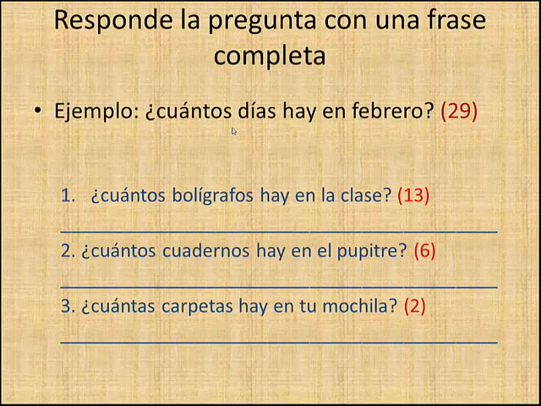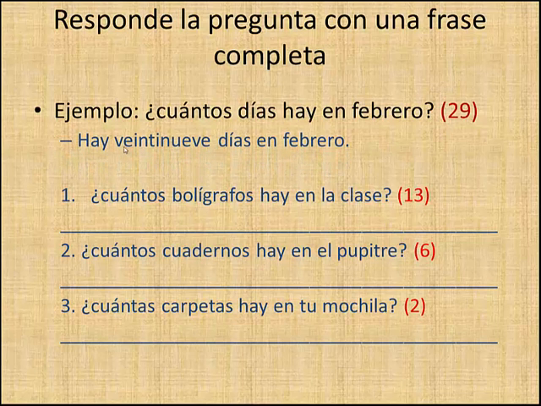So here's our example. ¿Cuántos días hay en febrero? How many days are there in February? And here we're talking about this year, there are 29 of them. So the answer would be, hay 29 días en febrero. There are 29 days in February. Okay, so here's número uno, número dos, número tres. Why don't you take a little stab at that? So go ahead and pause it.